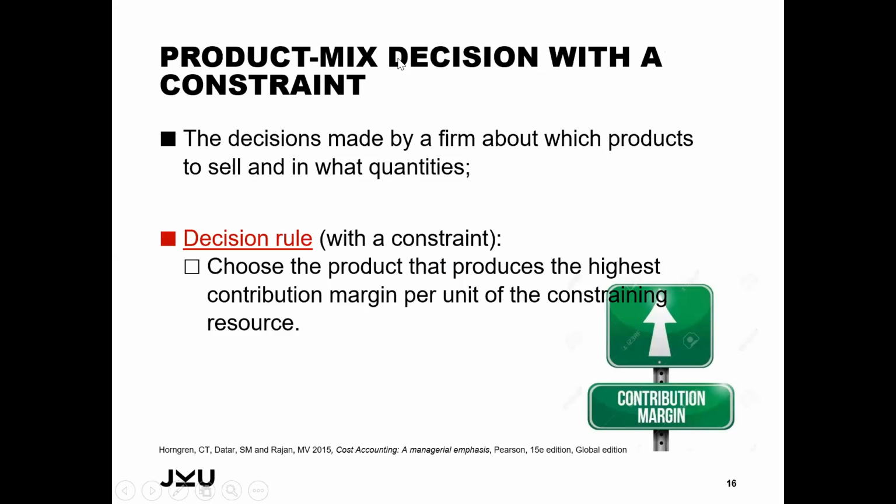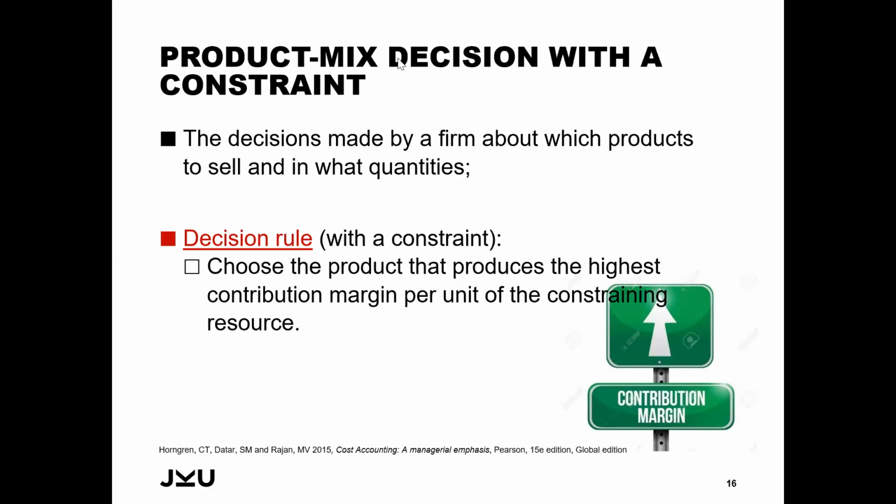Next slide, we go to the product mix decision with a constraint, which means we have a product mix. We are not only talking about one product, let's say patient information sheets, but we are talking about more products, maybe even several products, and maybe they all use the same machine, and so therefore automatically we have a constraint.